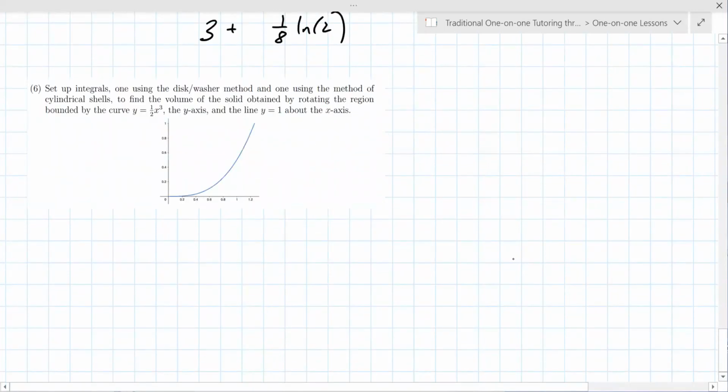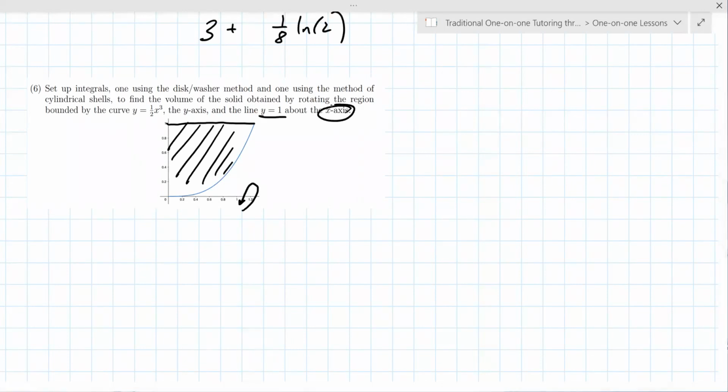Set up integrals, one using disk washer method and one using cylindrical shells to find the volume of the solid by rotating the region bounded by the curve, the y-axis, and the line y equals 1. So they didn't graph that. There's your line y equals 1 about the x-axis. What I like to do is show the shaded region and show which axis I'm rotating about, because believe it or not, in your stressful situation, you may forget.